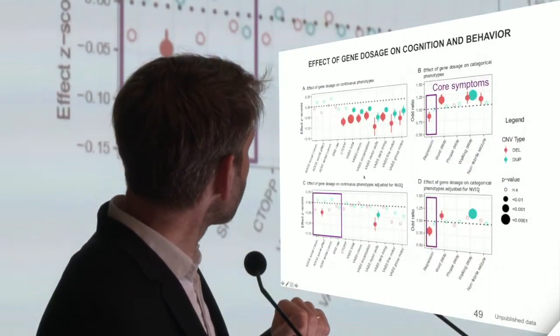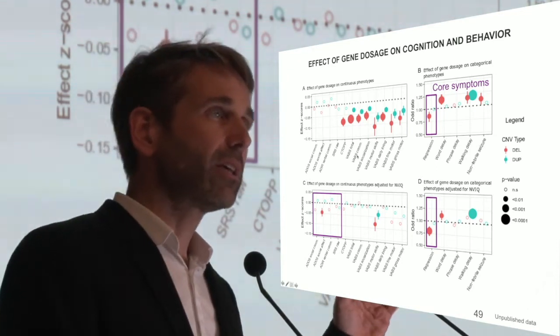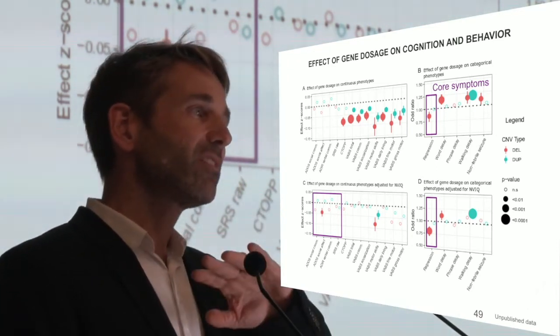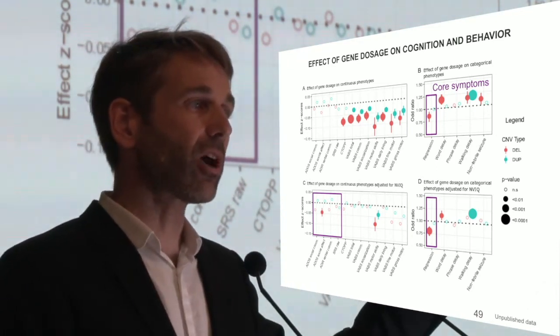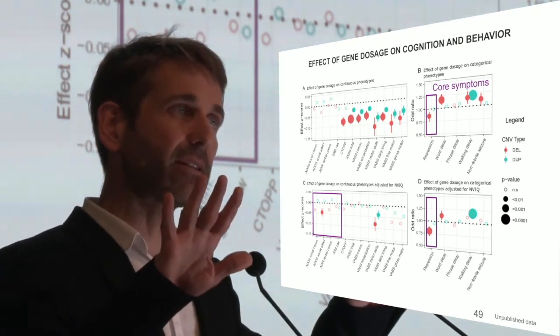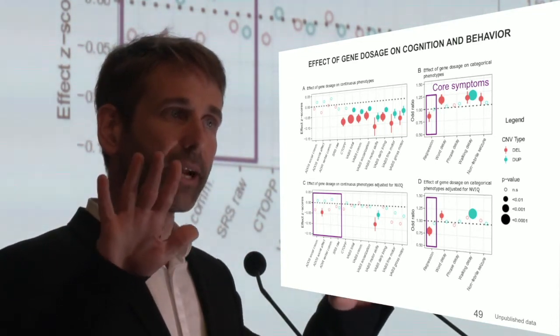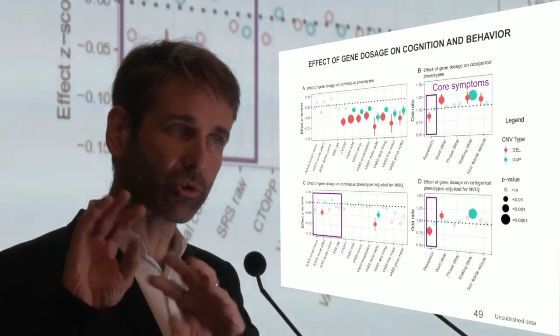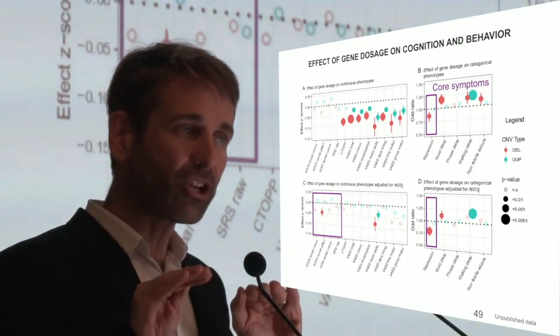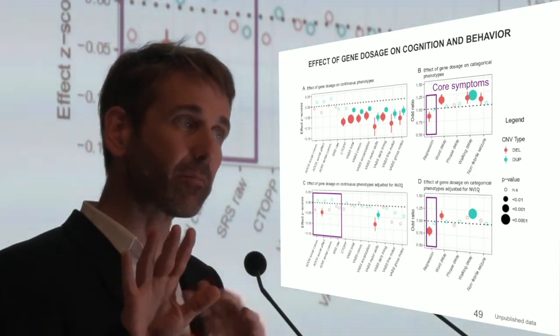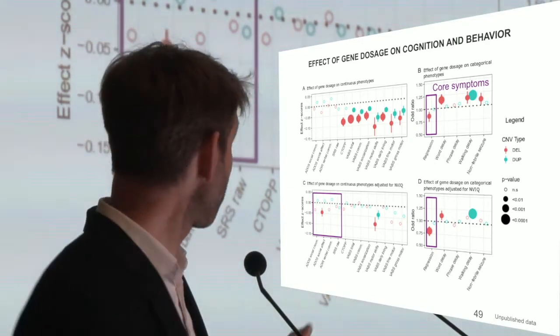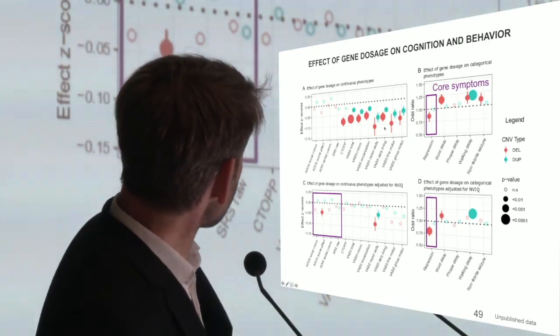So I'm just going to skip this. And if you look, so then you say, okay, deletions, you delete anything, you increase your risk for autism, but we think that we understand that it's mostly by decreasing IQ that you're driving this risk. Now, duplications, you're increasing the risk, but it's not IQ. So what is it? So you look at core symptoms.